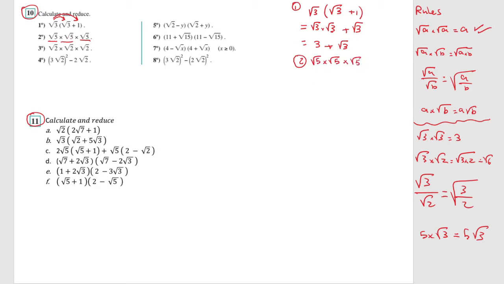Okay, radical 5 times radical 5 is 5. Radical 5 times radical 5, it is 5. You see how? Radical 5 times radical 5, these two multiplied together are equal to 5. I used the same rule: radical 3 times radical 3 is 3, radical 5 times radical 5 is 5, this rule. Okay, you saw it? Let me go to the next one, number 3.